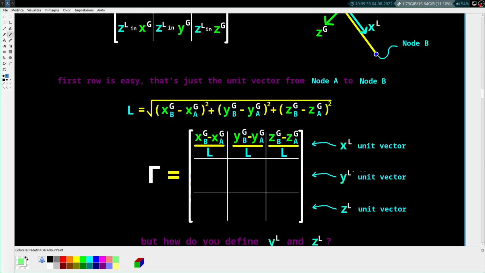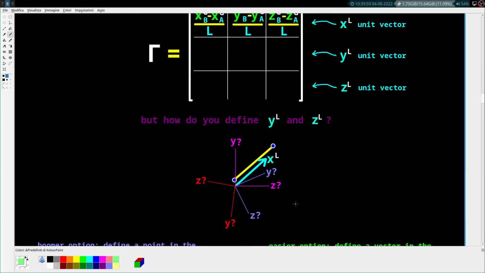And now you have to compute the y and the z unit vectors. This is where you get to pick what you want to happen. The question is, how do you define the local y and z-axis? Because if this is your x-axis, this light blue one here, is y going to be up? And if y is up, I guess z is to the right. But can y be this way, and then z this way? What are you going to do? You have to pick.